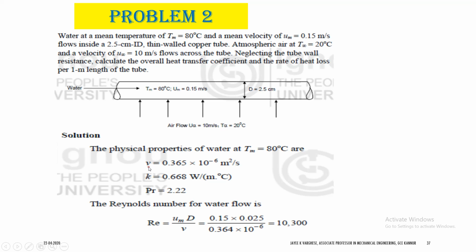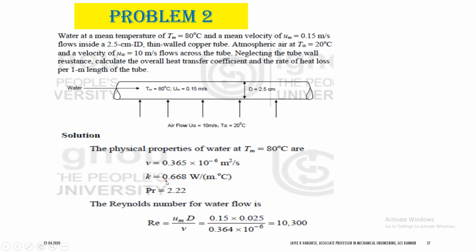So at what temperature shall we take the properties? In internal flow, we will take the properties of the fluid at the mean temperature. Mean temperature is normally taken as the average of inlet and outlet temperature, but it is given directly in the problem. So at 80 degrees Celsius, you can get the value of kinematic viscosity from the data book, which is written here as 0.365 times 10 raised to minus 6 meter square per second. Conductivity of water is equal to 0.668 watt per meter degree Celsius, and Prandtl number at 80 degrees Celsius is given as 2.22.